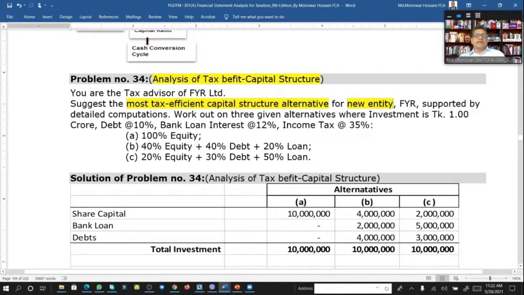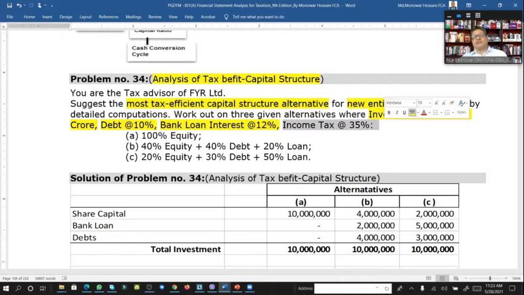The investment required is 1 crore taka for the new project of that company. Debt is 10%. That means if you take debt, you have to pay 10% interest. If you take a bank loan, here it is 12%. So the bank loan interest is 12% and income tax is 35%.